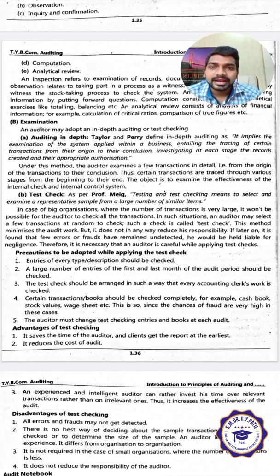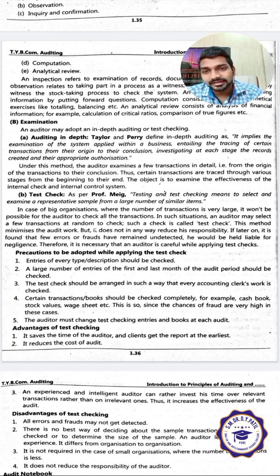Auditing in-depth: Taylor and Perry define in-depth auditing as it implies the examination of the system applied within a business, entailing the tracing of certain transactions from the origin to their conclusion, investigating at each stage the records created and appropriate authorization. Under this method, the auditor examines a few transactions in detail, that is, from the origin of the transactions to the conclusion. Thus, certain transactions are traced through various stages from the beginning to their end. The object is to examine the effectiveness of the internal check and the internal control.